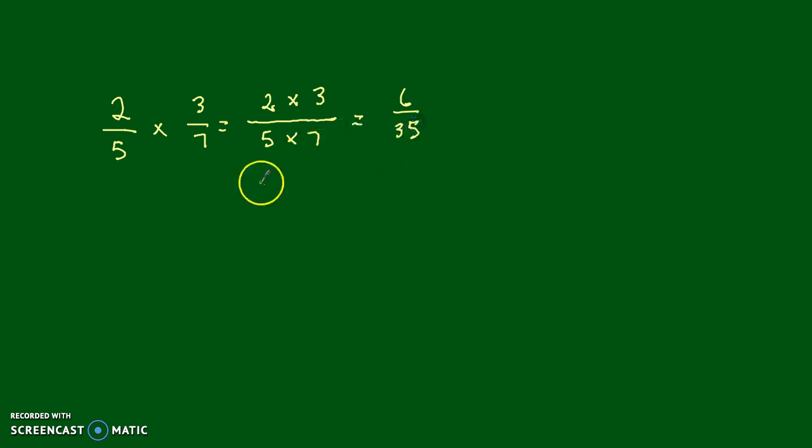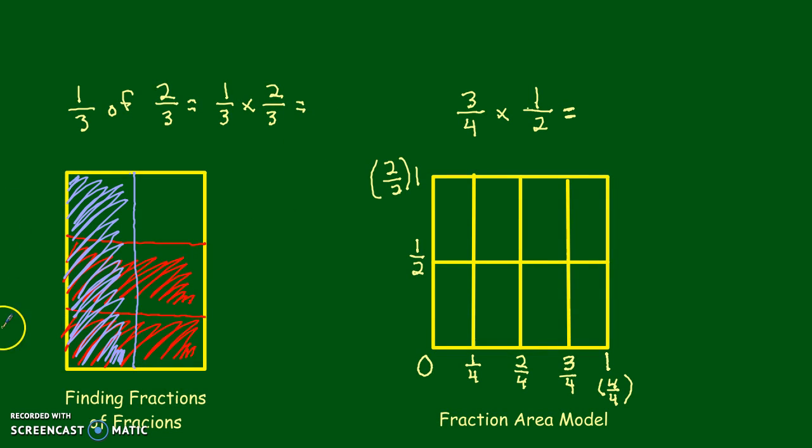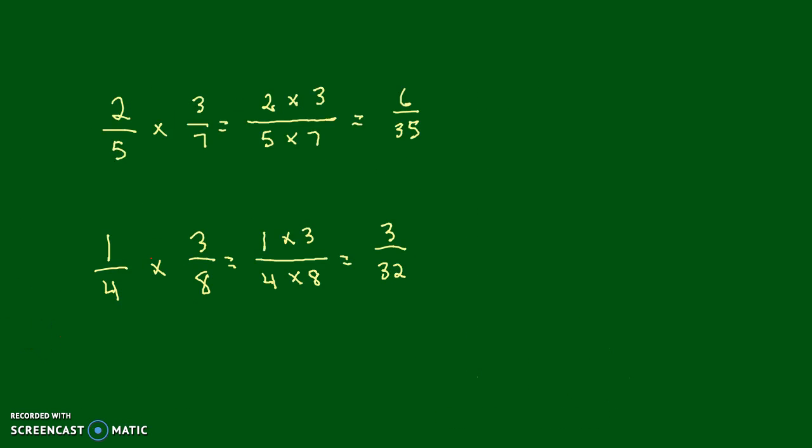and then we would get the answer of 6/35. We could do the same thing with 1/4 times 3/8, and we could think 1 times 3 over 4 times 8, and that equals 3/32. As you can see, it's a much quicker way to multiply fractions. But the other thing we wanted to show you was making sure you understand why you got the answers you did when you're multiplying fractions.